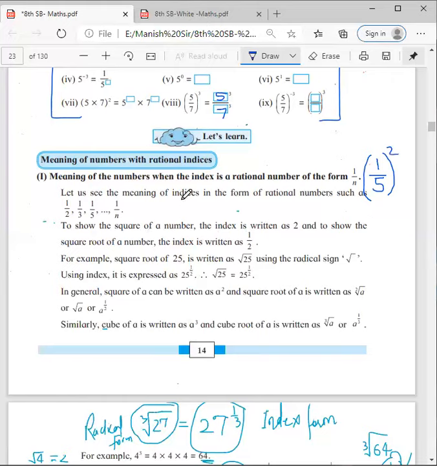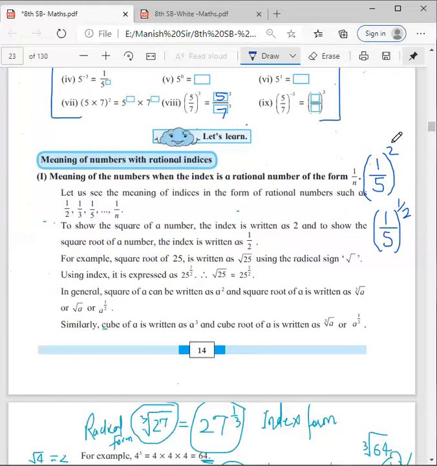But if I want to show the square root of that number, I can write 1 upon, let's say, 5 raised to the power 1 upon 2. See, there is a change in the power. That is the index.